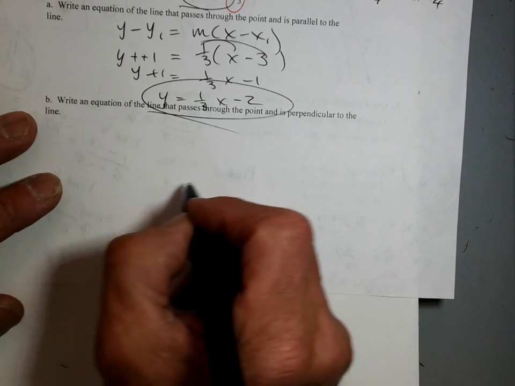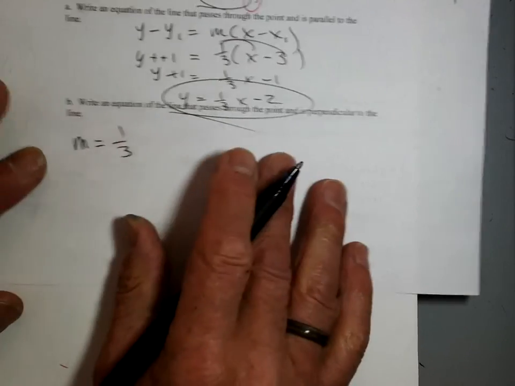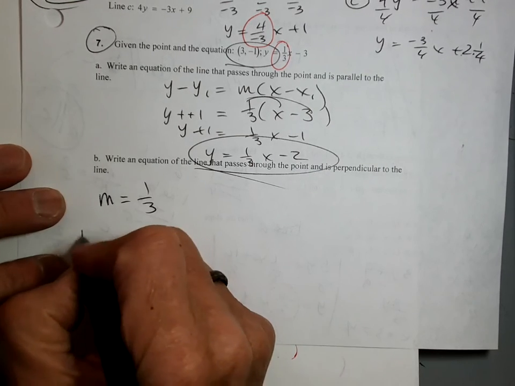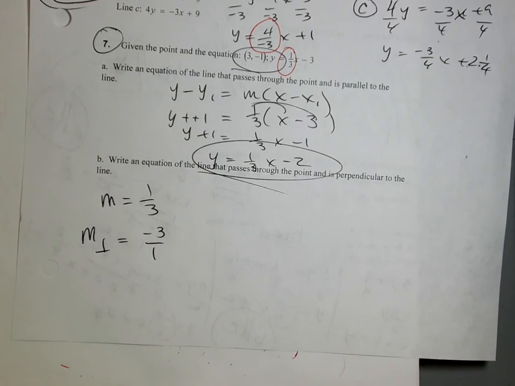So now, perpendicular, okay? So you ready? Perpendicular. So the slope of this line is 1/3. What's the slope of its perpendicular line? -3/1. Yes. I kind of like the way you said it because it's easier to say. -3/1, which is -3. You guys agree?